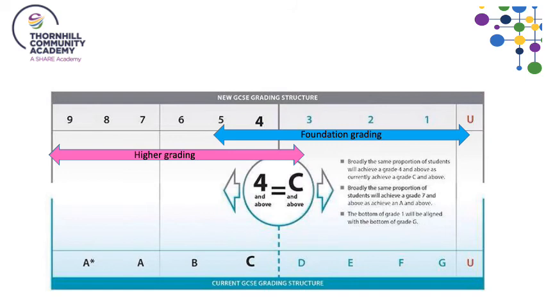So if your target, for example, is a grade 4 for the end of year 11, then you'd probably be looking at sitting the foundation paper. If your target's a grade 7 plus, you'd be looking at sitting the higher paper. Okay, obviously this works in collaboration with your teachers and how you're doing from year 9, year 10, year 11. And you can see here, in the bullet points, broadly the same proportion of students will achieve a grade 4 as they currently did in the old style GCSEs.